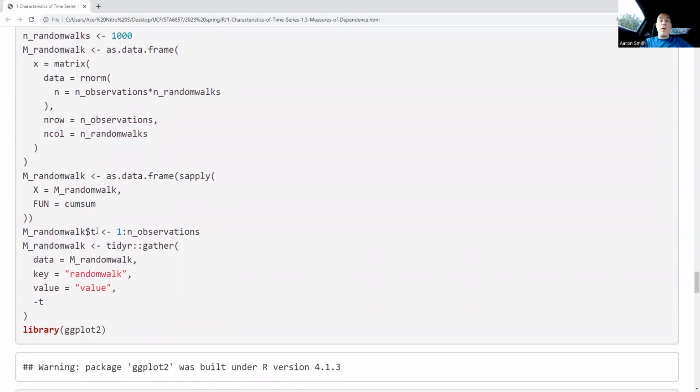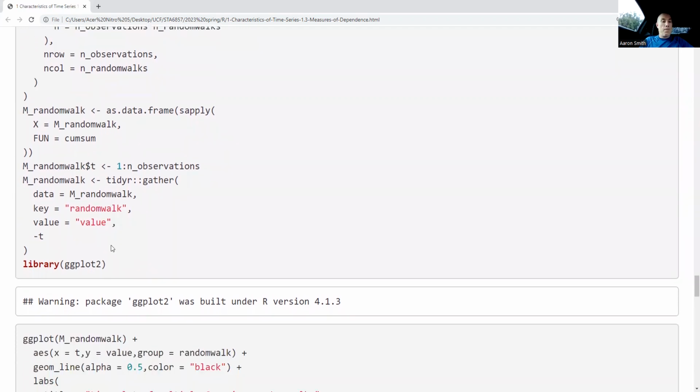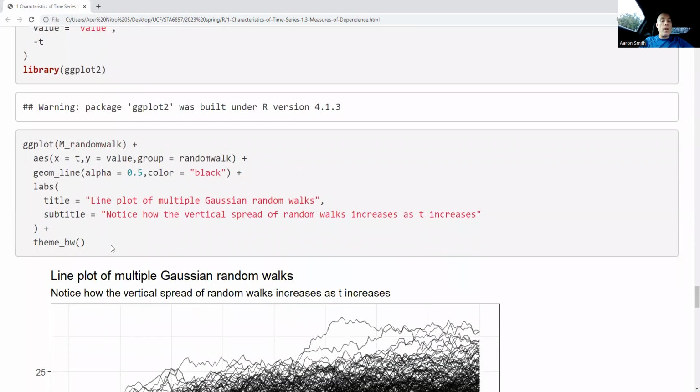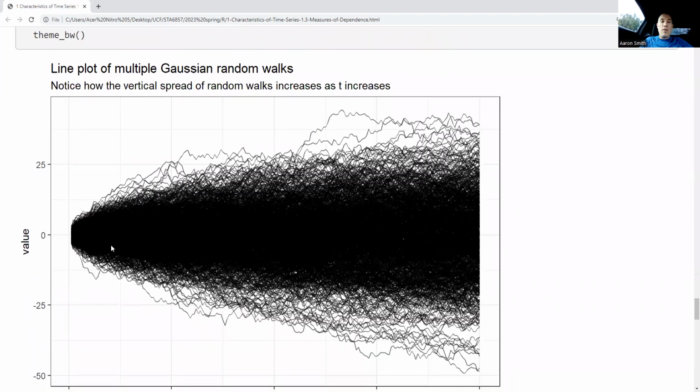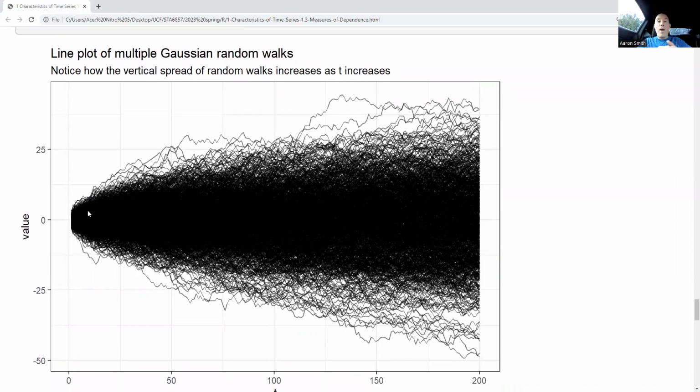And to plot it, I'm going to use ggplot. I need to use the gather function, so I need to keep track of where things came from originally. And then I'm going to go through and plot it. Here, each individual line is a line of a random walk. Now, I made a whole bunch of them to show you the overlap aspect, to give you a better feel for the variance. What I really want you to notice is that as we go from left to right, the spread of those time series gets bigger and bigger and bigger.